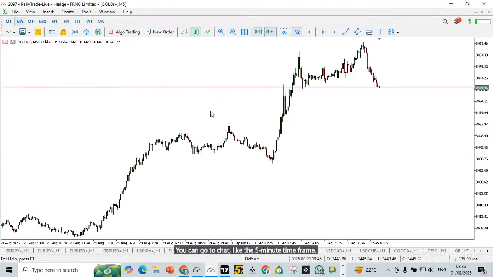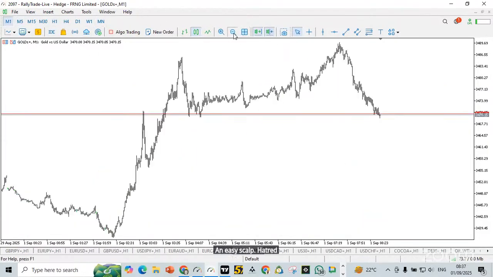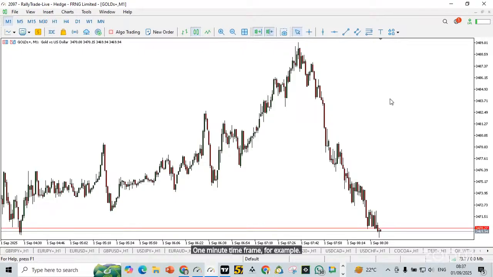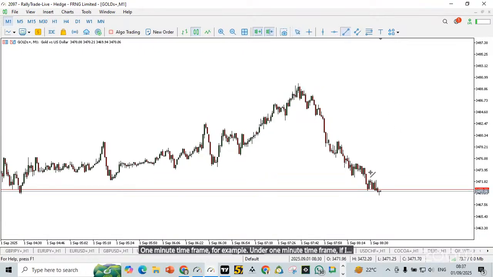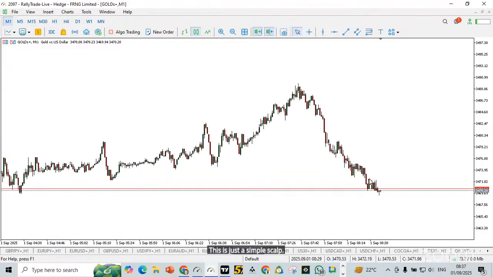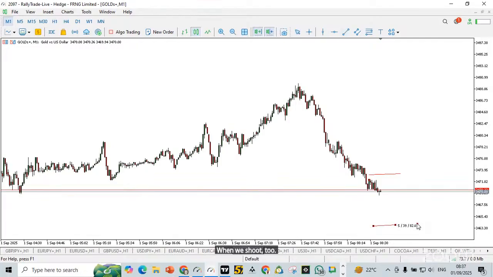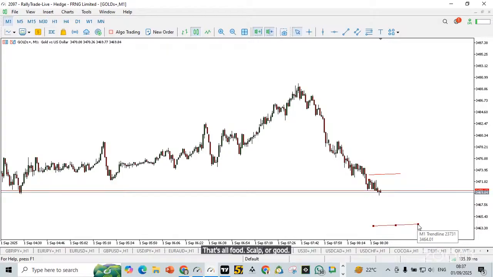We can go to charts like the 5 minutes time frame. Here is where we can quickly do an easy scalp or day trade, or I scale down to a much lower time frame, like the 1 minute time frame, for example. On the 1 minute time frame, if I sell now, I'll simply put my SL here. Since it's just a simple scalp, SL will be identified at this lower high here, and then I TP a quick one ratio. As simple as that. Once my trade is in profit, I lock it in with break even. That's all. The scalp trade on gold currently is a sell.